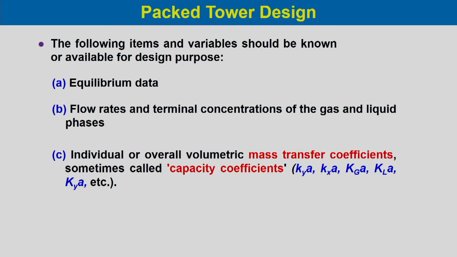Individual or overall volumetric mass transfer coefficients, sometimes called capacity coefficients, are based on the gas phase and liquid phase. We should have those data available with us: small kya, small kxa, and capital Kya, capital Kxa, etc. These are the parameters for that particular system. The mass transfer coefficient, either individual or overall, should be available for finding out the packed tower design, that is the height of the tower.